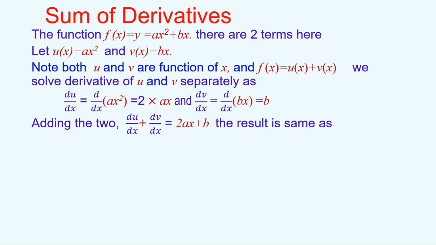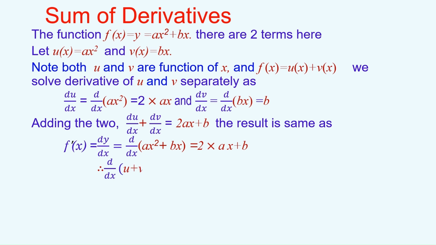The result is same as f'(x) equals dy/dx equals d/dx of (ax squared plus bx) equals 2 times ax plus b. Therefore, d/dx of (u plus v) equals du/dx plus dv/dx.